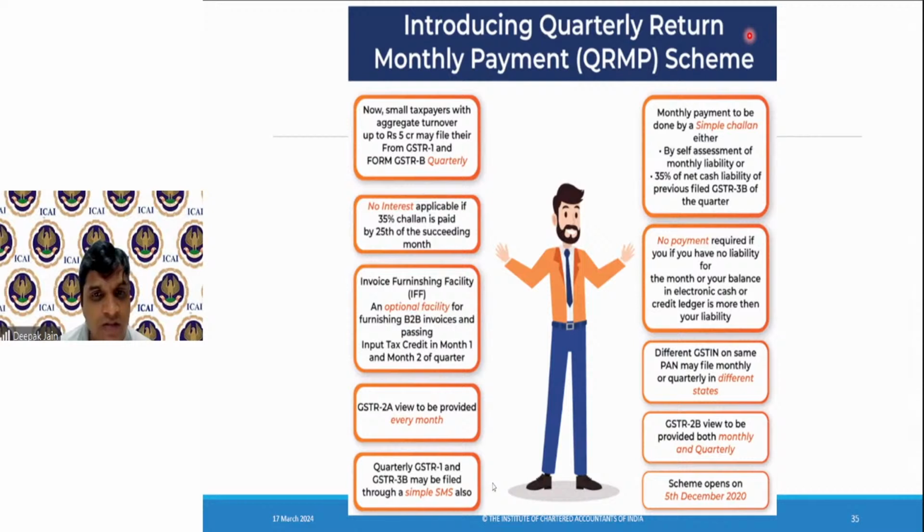Okay, now your questions. QRMP will file by 22nd or 24th of the next quarter. Correct. Weightage of chapter: this is a very heavy chapter, so you could expect some questions from this. QRMP will not file GSTR-3B? He will file GSTR-3B. Of course, he will file GSTR-3B because that's the return through which you make your payments.